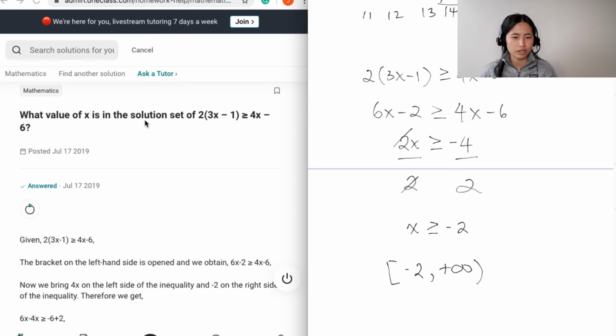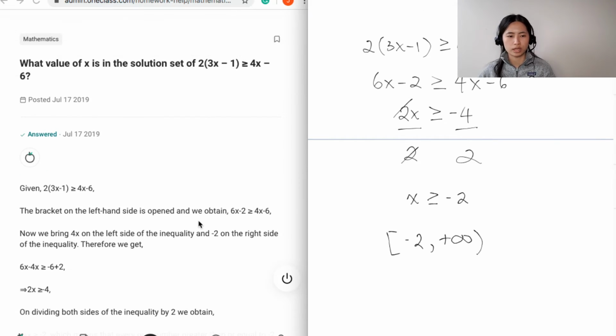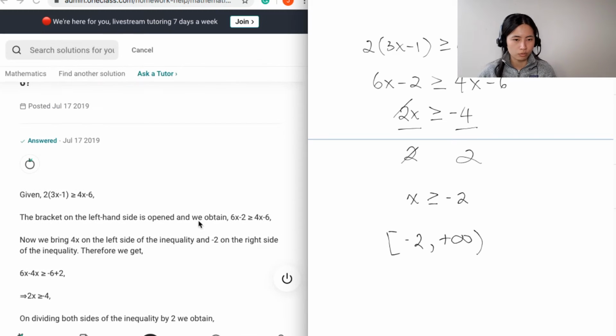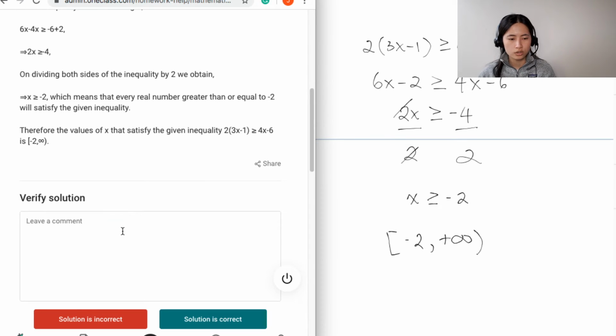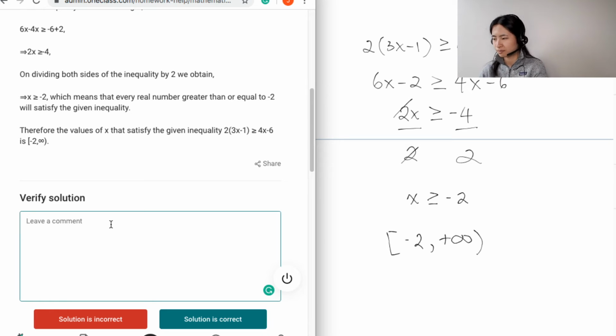And because they're specifically looking for the solution set, that's why they have your final answer in terms of interval notation. And that's the only reason why. So this is absolutely right. So we can move on to the next question. So just to verify, I don't really have anything to correct, so it's a perfect solution and answer.